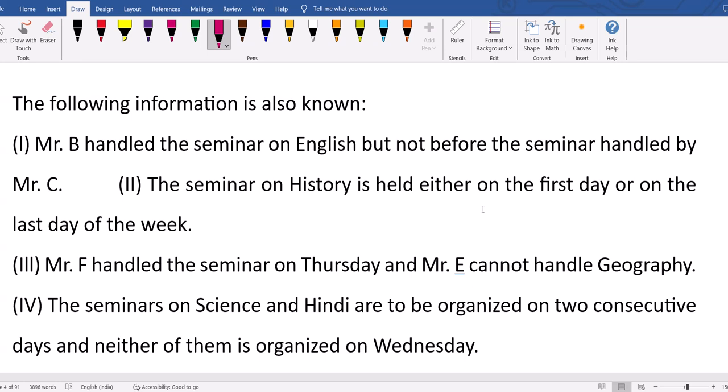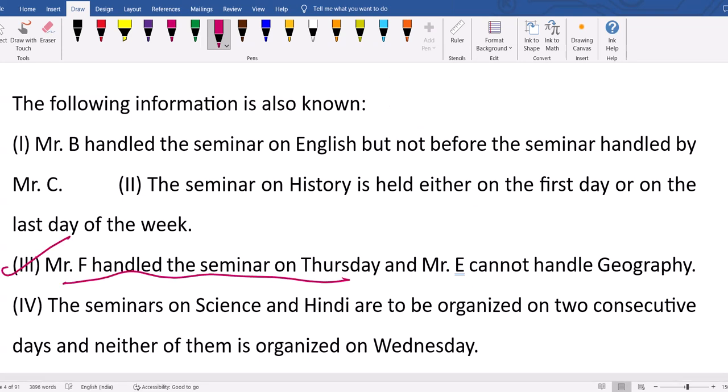B is on English, but before the seminar handled by Mr. C. B is before C. See, they mentioned before, not immediately before. B is before C. It may be immediately before, or some people may be between B and C also. That's also important. They did not use the word immediately. Please be careful. B is before C. But suppose it is not before, and let it be after C. Then B is after C. It can be immediately after, or there can be a gap of 2 to 3 people, but not before. Fine.